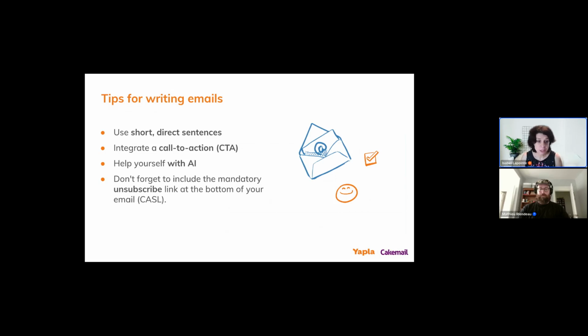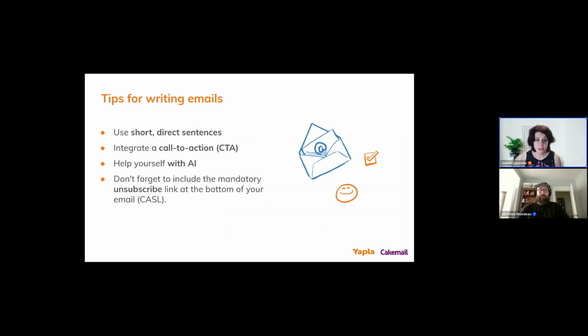We want them to click because it's how you know that they're actually reading your content, they're interacting with your content, and you know what is interesting them, and you can go further into the conversation. Help yourself with AI. I will show you a bit of things. Don't forget, include the unsubscribe link. We will talk a little bit about case law.